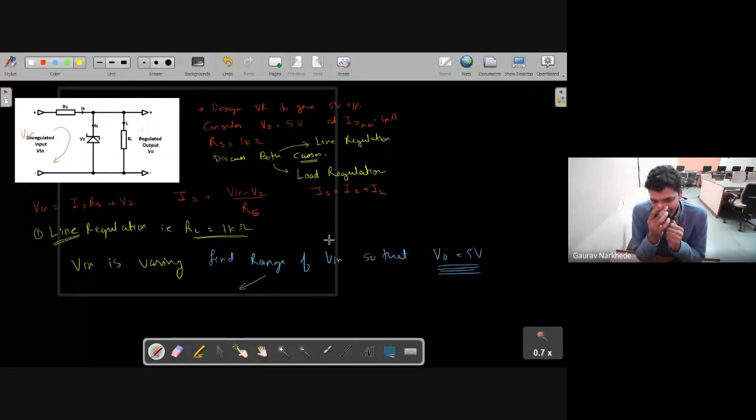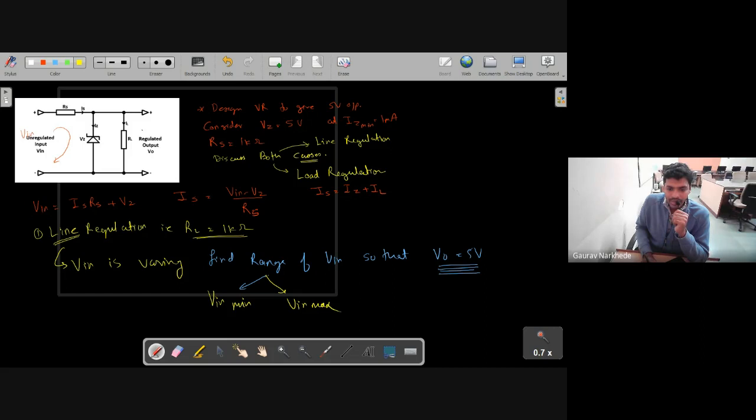So very good, it is line regulation. By mistake I wrote that. That is, the input is varying. RL is kept constant at 1 kilo ohm, and I need to find the range of Vin. Range of Vin means you need to find Vin minimum and Vin maximum. So for finding Vin minimum and Vin maximum, I need IS minimum and IS maximum, correct?